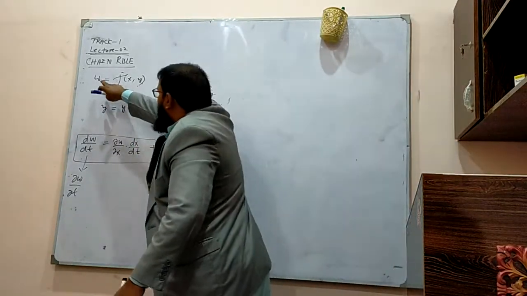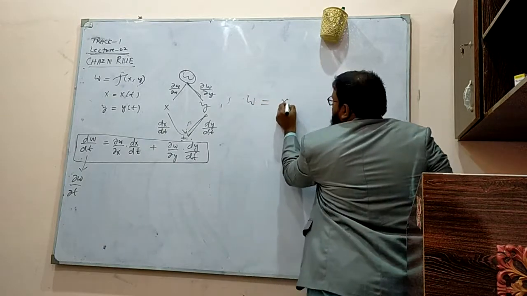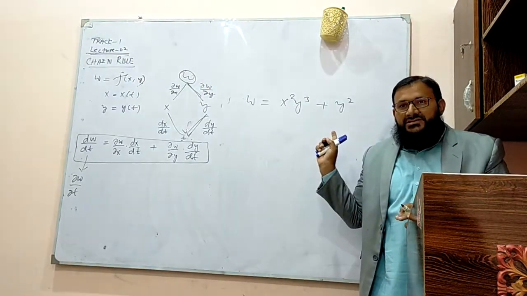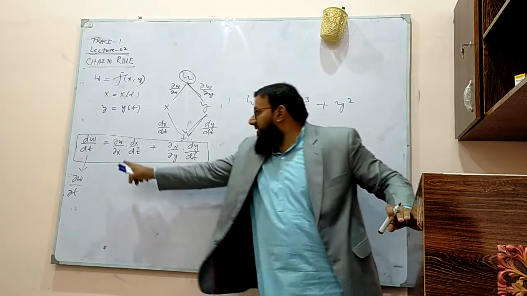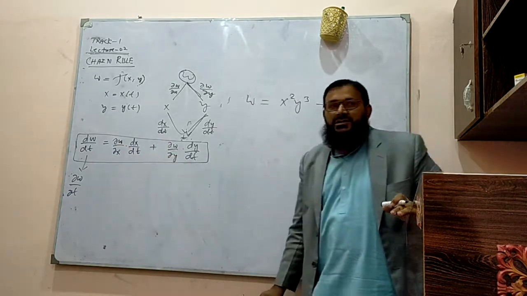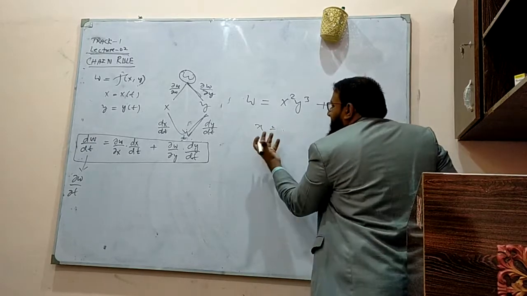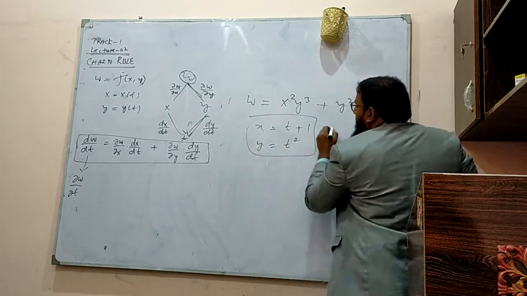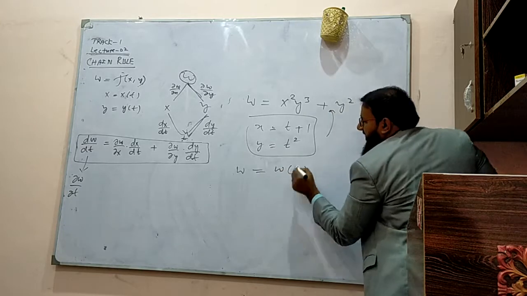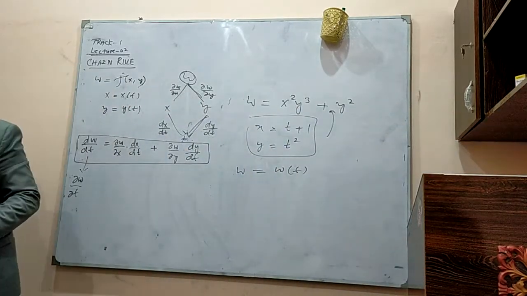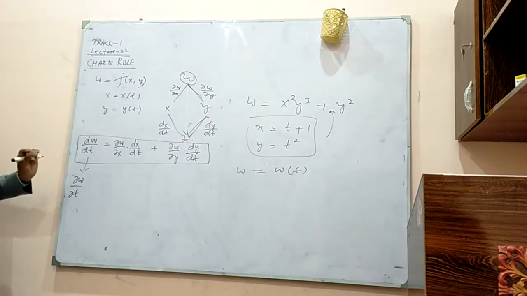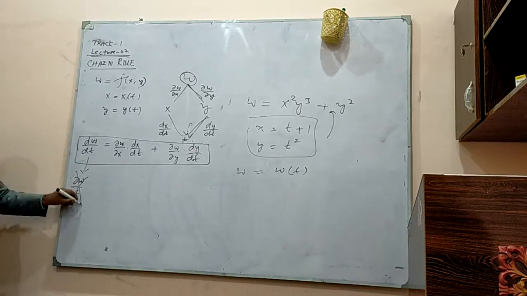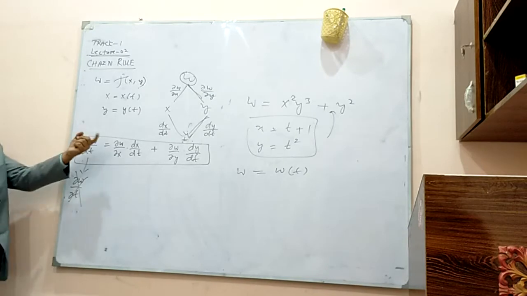Because, w is a function of two variables. Let's say x square y cube plus y square. W depends upon how many variables? Two, that is x and y. So I can define partial w by partial x and partial w by partial y. Now x depends upon a single variable, that's t, let's say t plus 1. And y depends on a single variable, that is t square. When you put these here, w becomes a function of a single variable, that's t. When you put the value of x and when you put the value of y, w becomes only a function of t. That's why you can define dw by dt, and partial w by partial t is not okay. The reason is you can only define one thing.